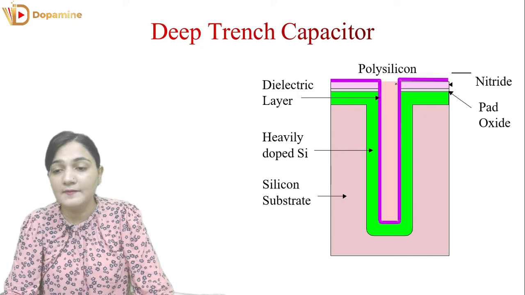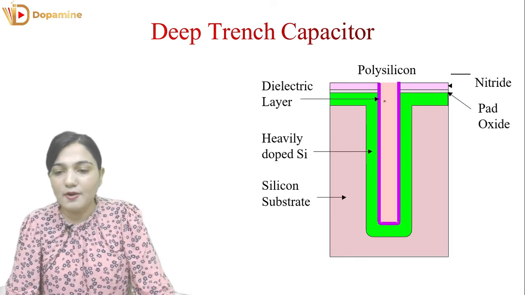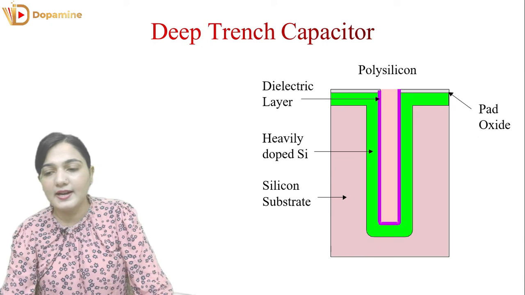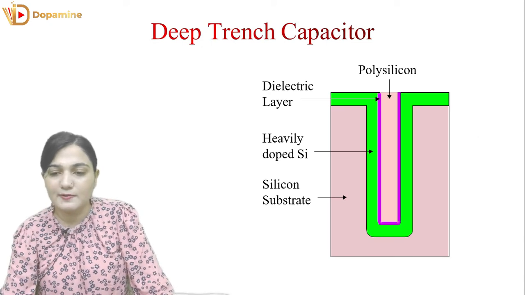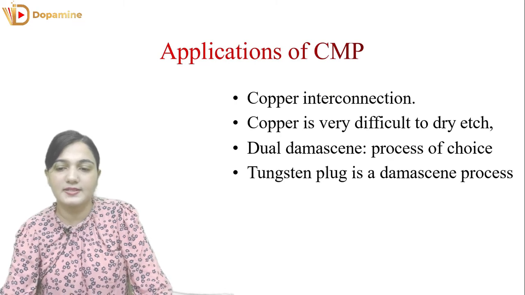The extra polysilicon is now removed using the CMP process, right? So now after that, this layer of the dielectric is also removed from the surface. The nitride and the pad oxide layer are also removed, and thus we have formed the capacitor, deep trench capacitor.